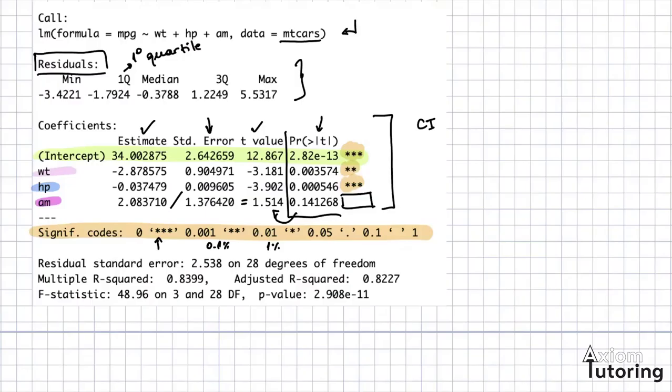Keep in mind, more stars means stronger evidence against the null, and fewer stars mean weaker evidence, just like the legend had introduced in here.